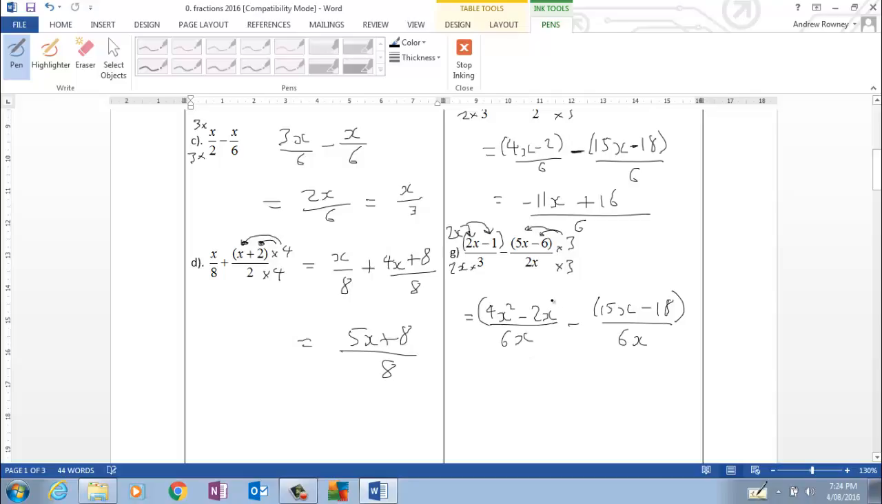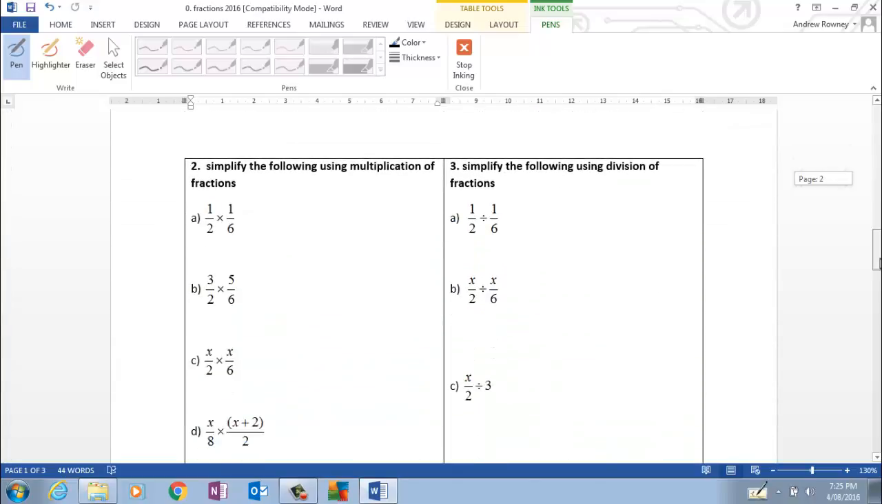And then we put that all over the same denominator and we subtract them. So 4x squared, and we've got minus 2x minus 15x, which is minus 17x. And then we've got minus minus 18, which is a plus 18. Okay, so that's adding and subtracting.